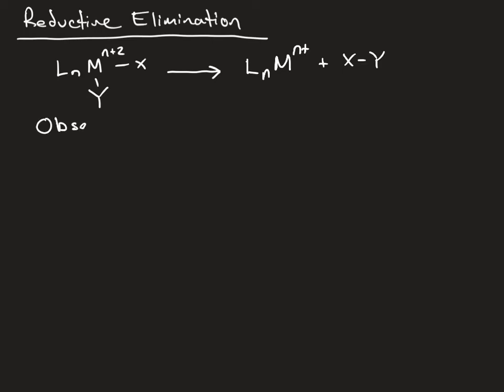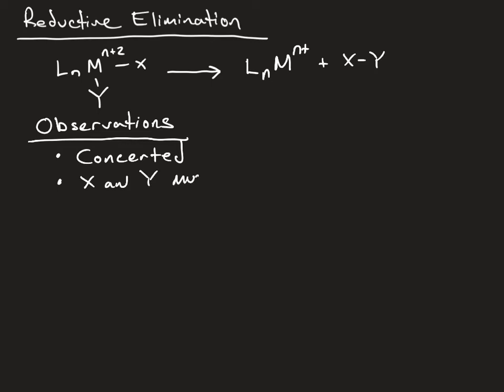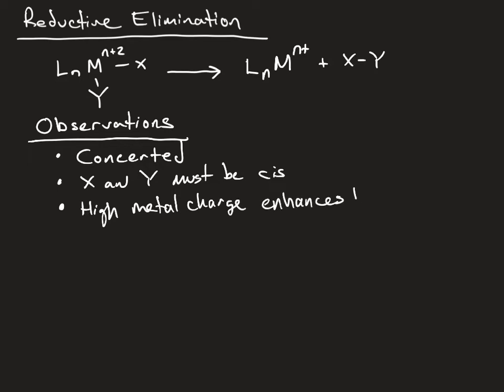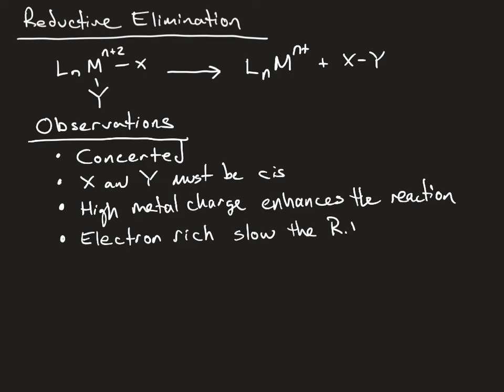So, some observations about reductive eliminations. These go through concerted mechanisms. X and Y must be cis to one another. High metal charge enhances the reductive elimination reaction, and if you have an electron-rich metal center, it will slow down the reductive elimination reaction.